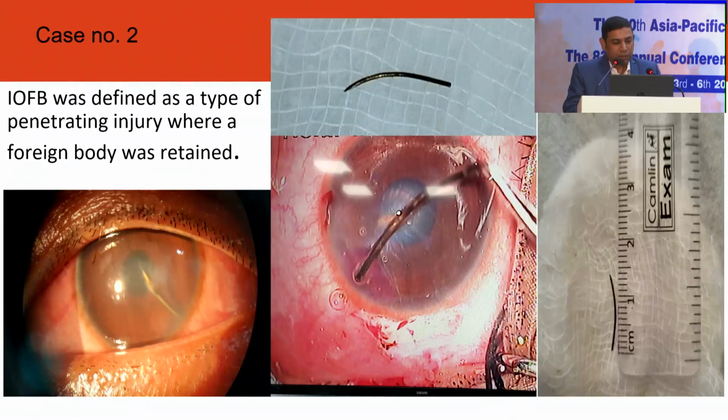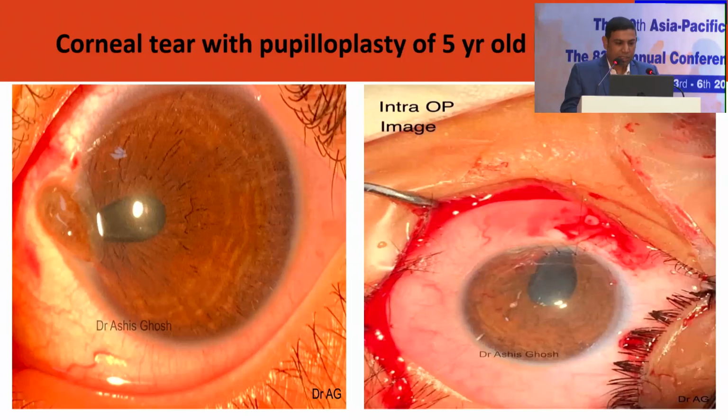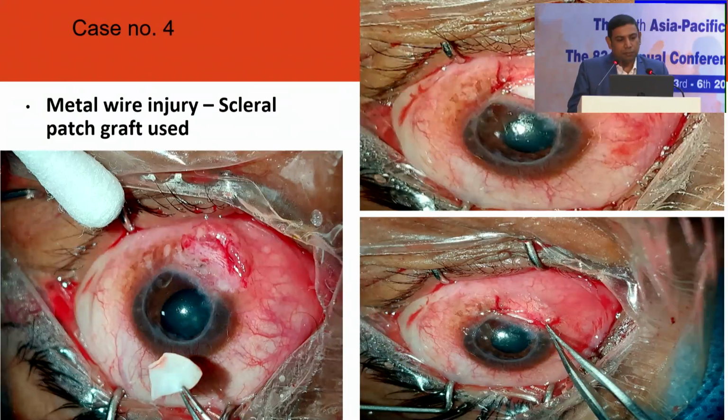This is another case. This is a 13 mm copper wire trauma. It went into the eye and it was removed. This is a pre- and post-op case. This is a 5-year-old boy, with a stylus injury and iris prolapse. I have done pupilloplasty with corneal tear repair. This is another case.